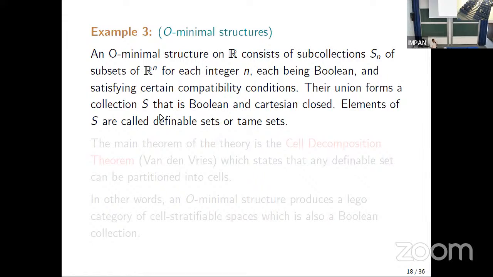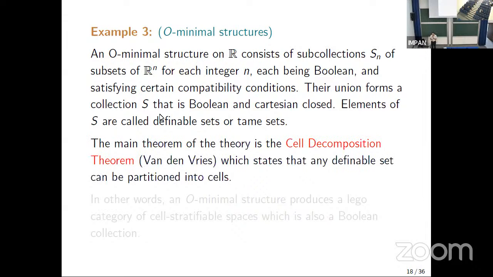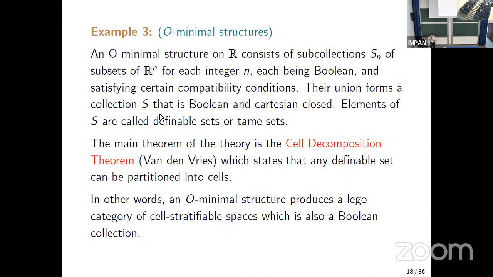What they are is this construction without throwing in all the compatibilities and conditions. You start with R and build up your family of spaces in R^n for any n through projections, and unions, and complements. And the main theorem of the theory is what's called the cell decomposition theorem, which states that any definable set, any set in this family, can be partitioned into cells. It's very useful, and it's a Boolean algebra.